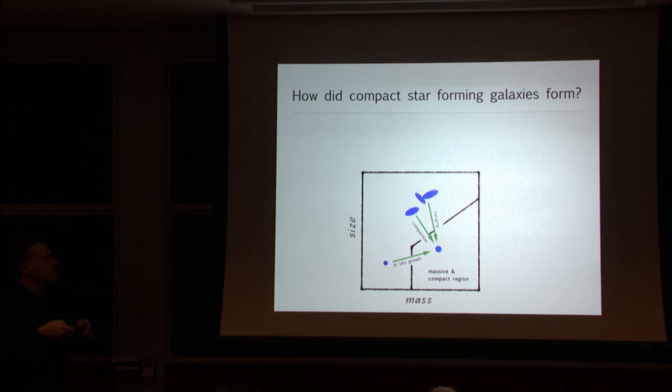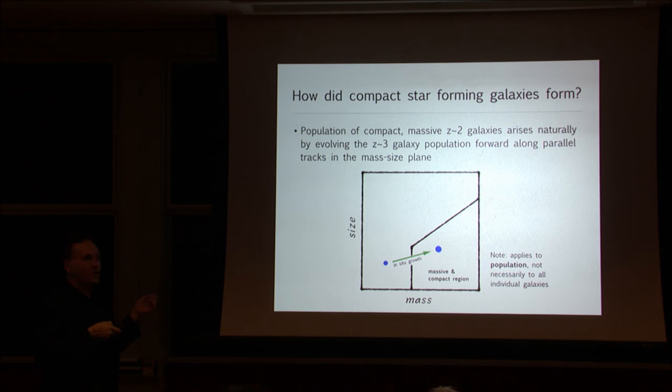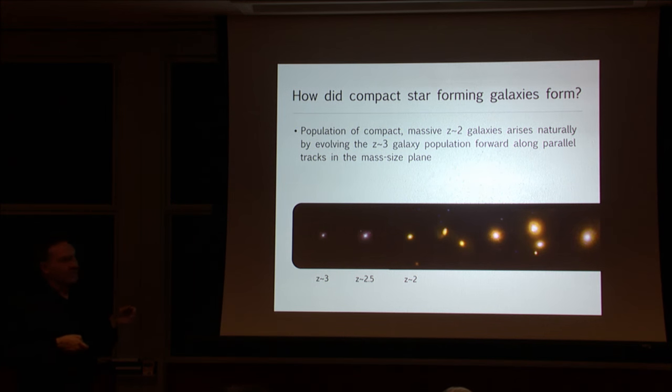So anyway, going back to this diagram now, the conclusion seems to be that the data are consistent with this most boring model, where you don't need compaction and you don't need a lot of merging, and these galaxies are consistent with just coming out of, you know, this bin here, so much lower mass, slightly smaller size. That seems to be how galaxies behave.